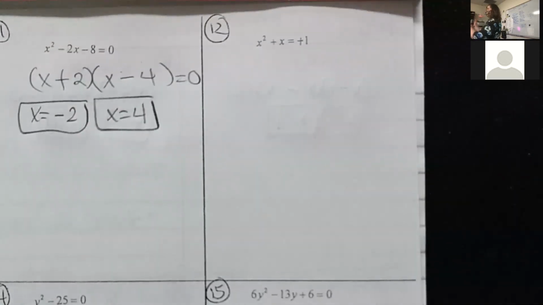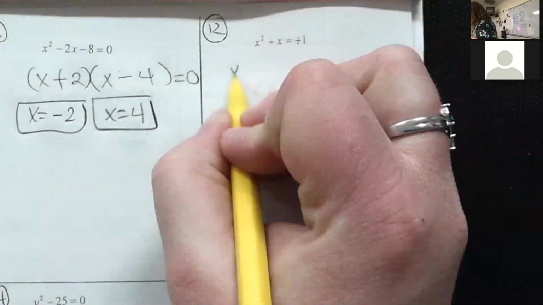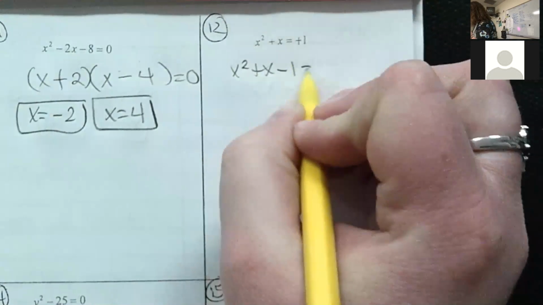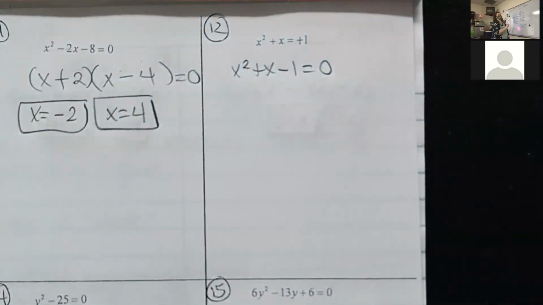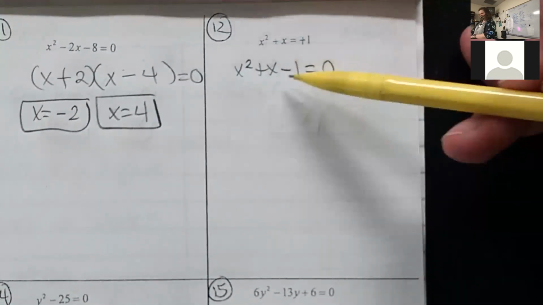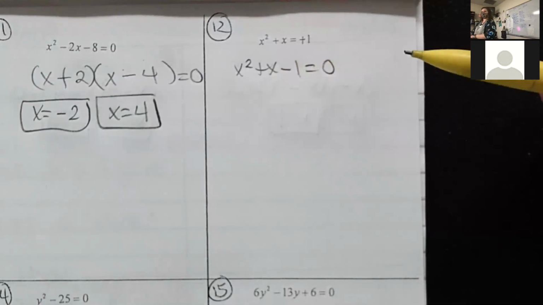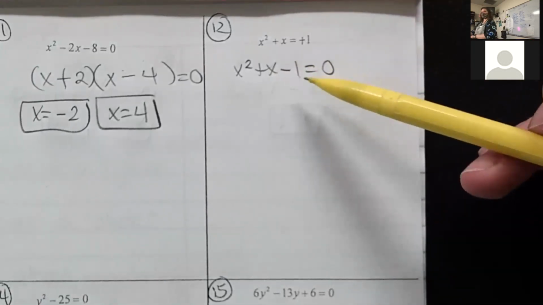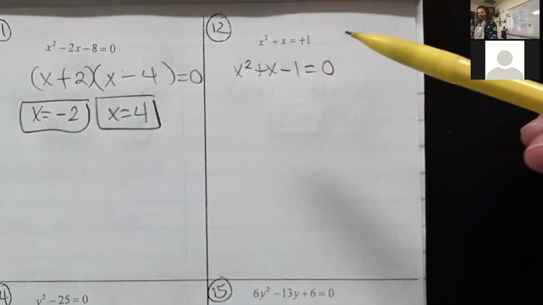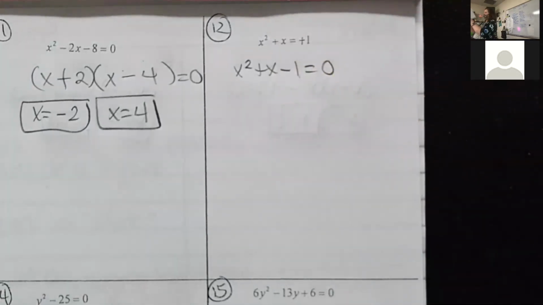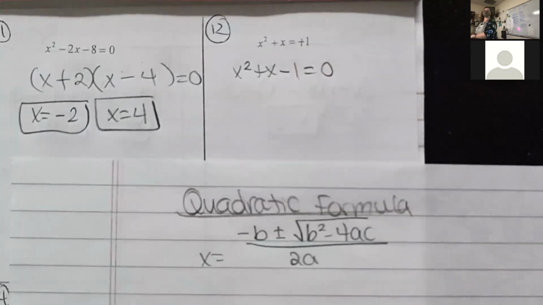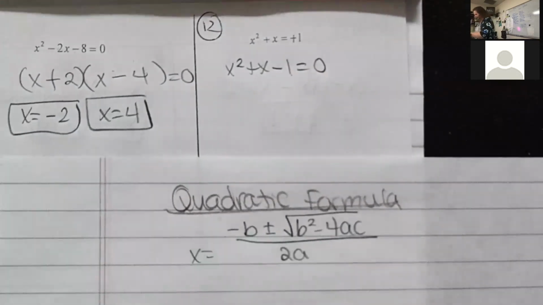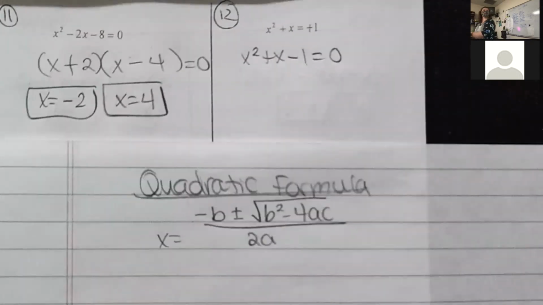Next. Bring it all over. I'm going to leave this over here, x squared plus x, -1 equals 0, because remember, to put that +1 over on the other side, we subtract it. Factors of 1 that are going to subtract to get me 1. Well, if I subtract 1 and 1, that's 0. So does that work? No, I can't factor it. Oh, don't worry, my friends. We have something that's called the quadratic formula.